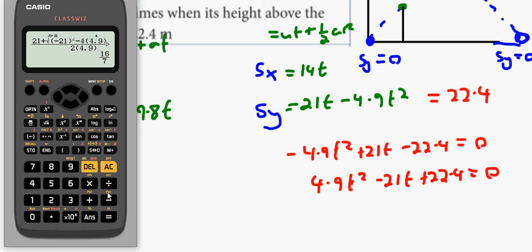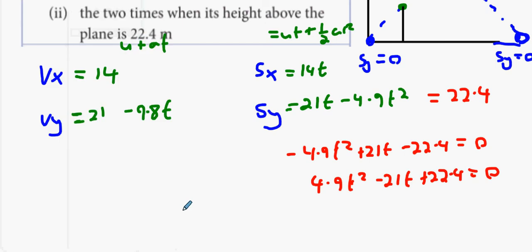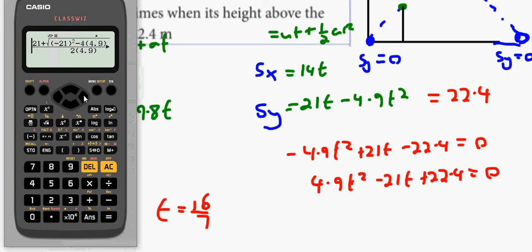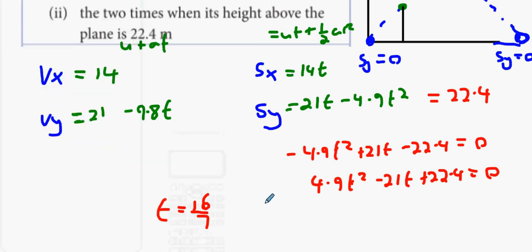First answer I got is 16 over 7. I'll leave it as a fraction. Fractions are better. T equals 16 over 7. The next answer I got was 2. We all go with those answers? Anybody beat me to it?